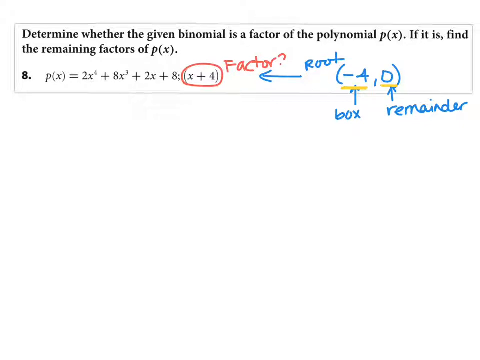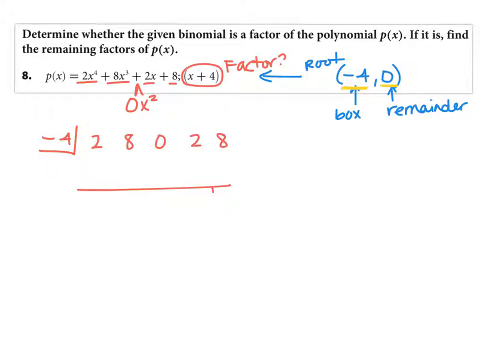The first thing we want to do is always check if we have any missing exponents. So I notice I have x to the fourth, x to the third. I see here I'm missing an x squared, so I'm going to squeeze in a 0x squared, and then an x and a constant. So now I know I'm ready to set up my synthetic division. I'm going to put -4 in my box at the top. Then I'm going to list my coefficients in descending order: 2, 8, 0, 2, 8. And I know my remainder will be this last number at the bottom.